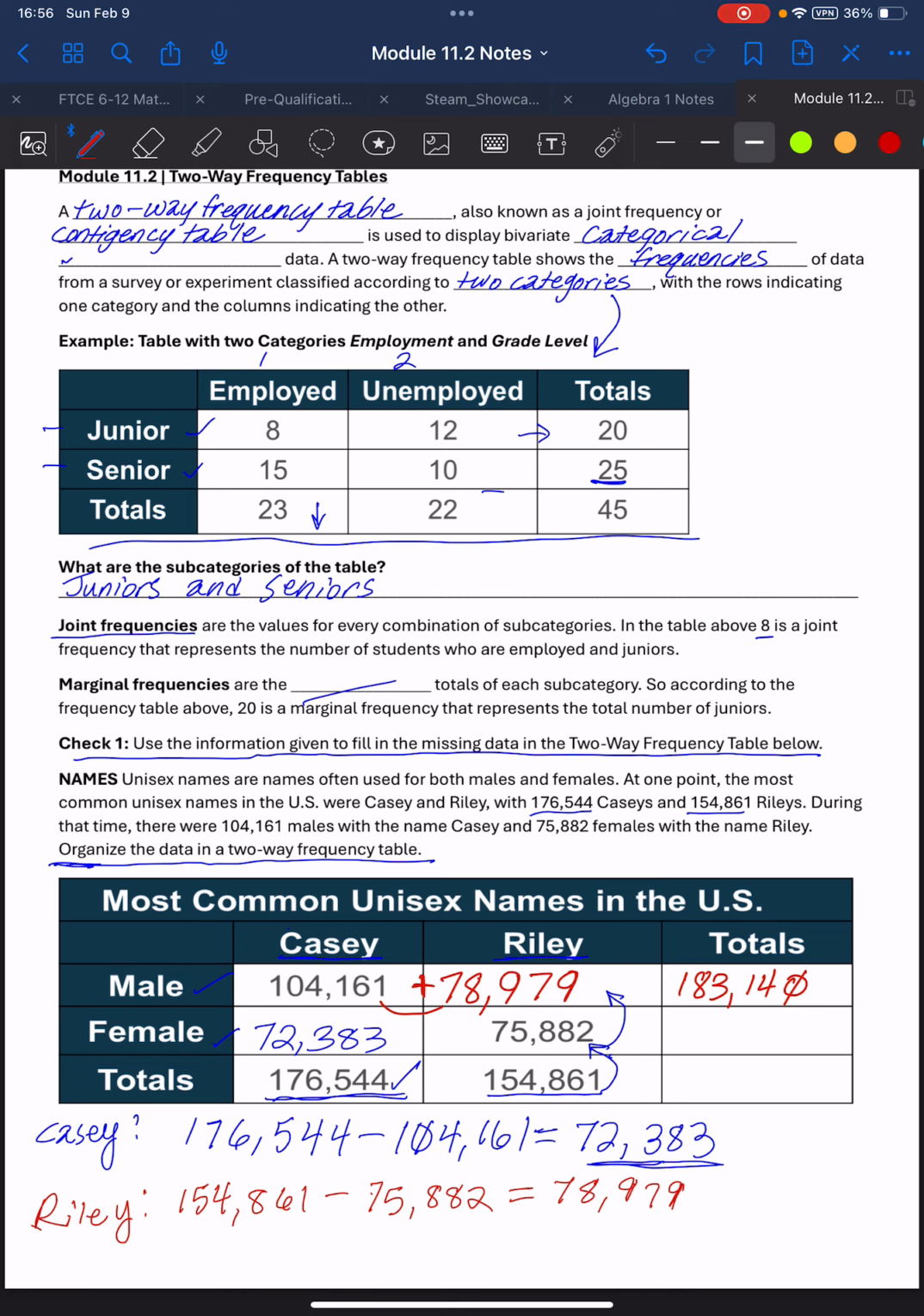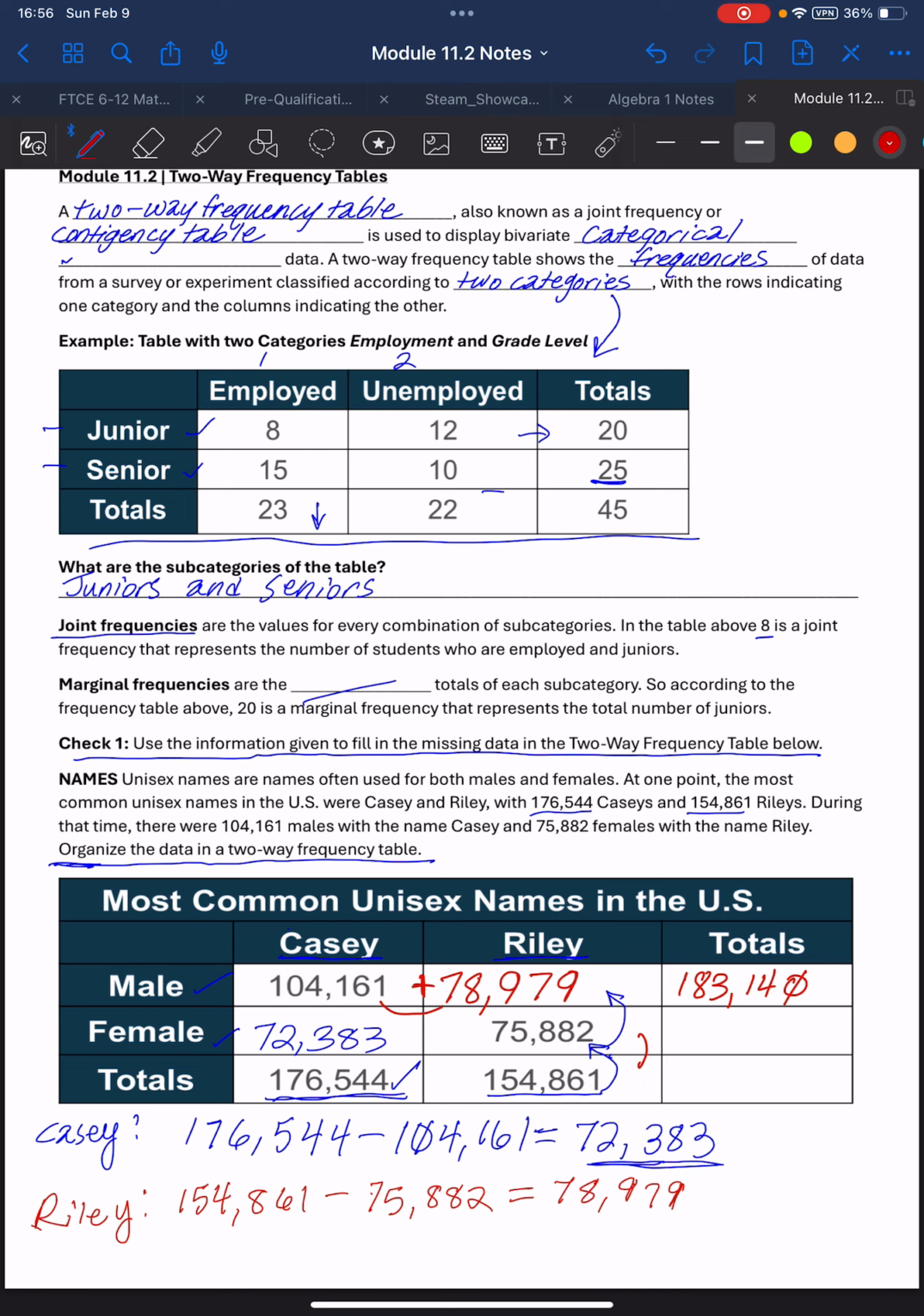So remember, all I did was find a difference between these two numbers. That gave me the amount of females. Okay? Same thing here. I found a difference between these two numbers. That gave me the amount of males that were missing. Okay? Now I'm going to read the other way. Two ways to read it.